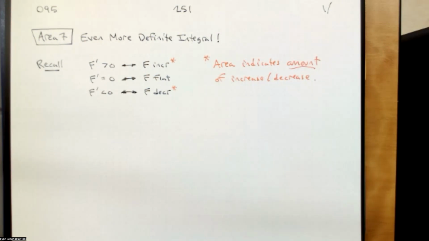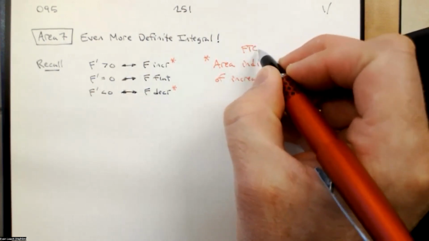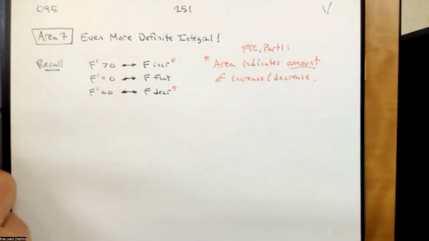function is decreasing. What we now know from our fundamental theorem of calculus is that the area tells us the amount of increase and decrease. So this is from the fundamental theorem of calculus, Part 1. The sign of the derivative tells you the direction of the function. The area tells you how much of an increase or a decrease we see.